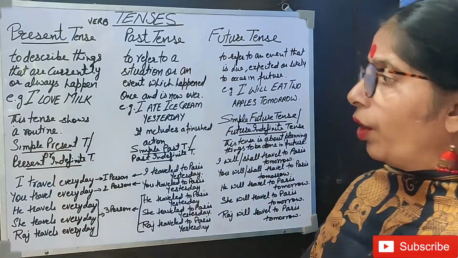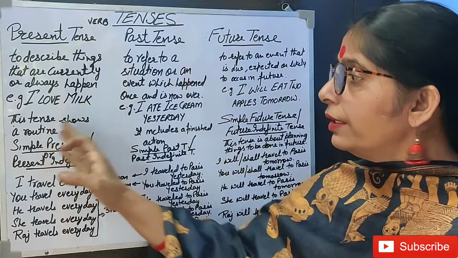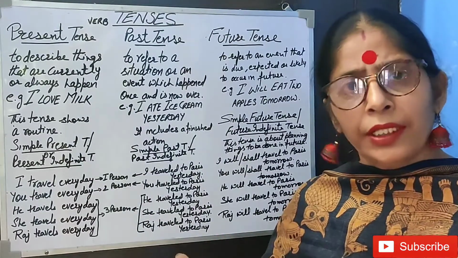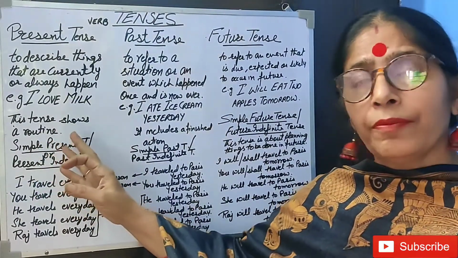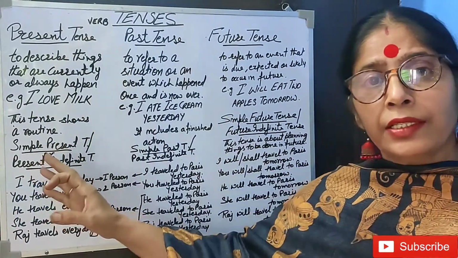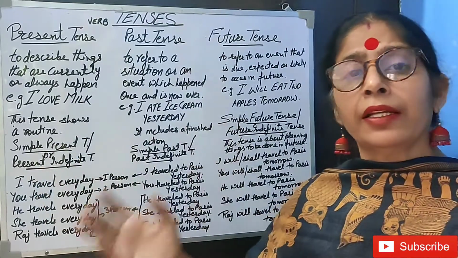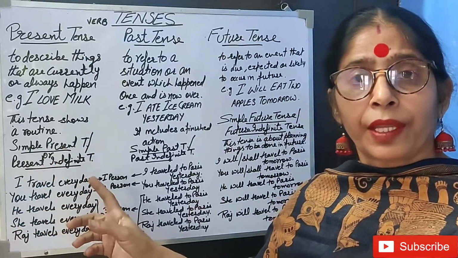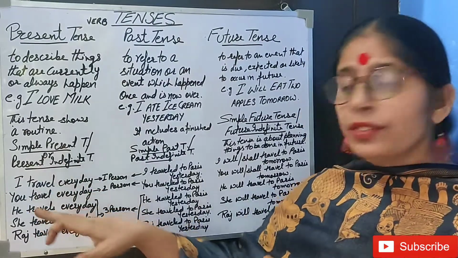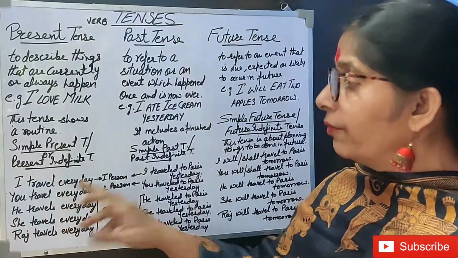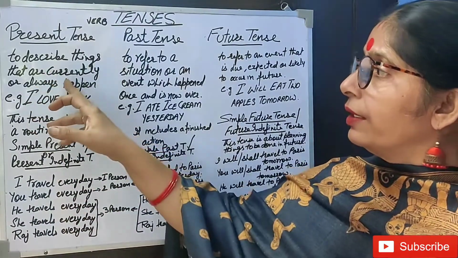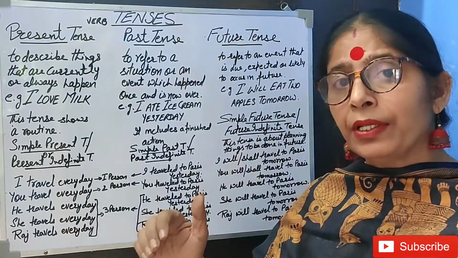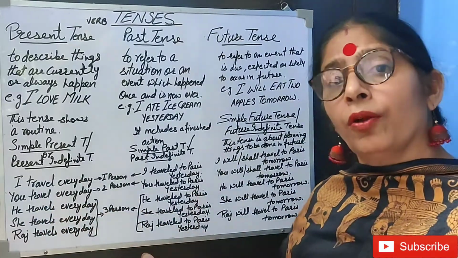So I love milk. We can say this present tense also shows a routine. I love milk means naturally if I like and love milk, I will be taking it every day. So it shows a routine. And this present tense we call simple present, or we use another word for it, present indefinite tense. And we can take more examples. I travel every day. Either these things are there currently or they always happen. So I travel every day, always.